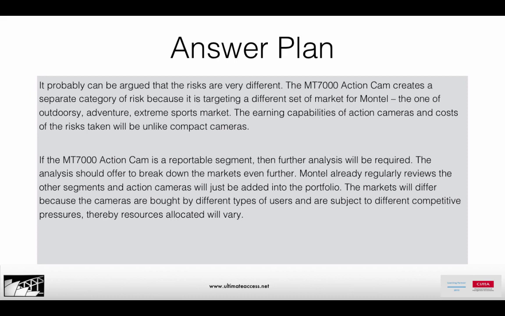If the MT7000 Action Cam is a reportable segment, then further analysis will be required. The analysis should offer to break down the markets even further. Montel already regularly reviews the other segments, and action cameras will just be added into the portfolio. The markets will differ because the cameras are bought by different types of users and are subject to different competitive pressures. Thereby, resources allocated will vary.